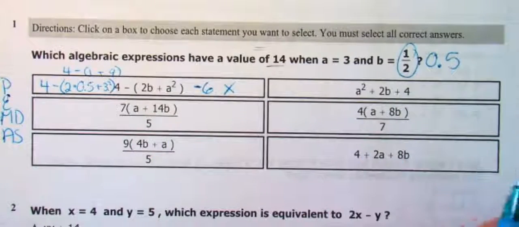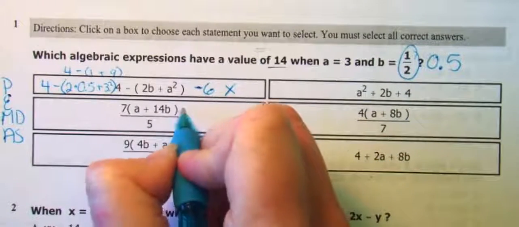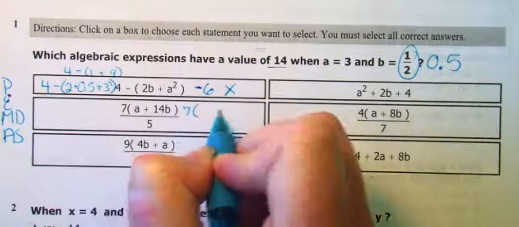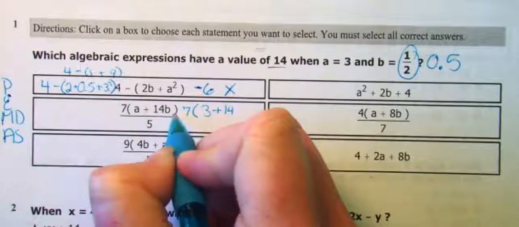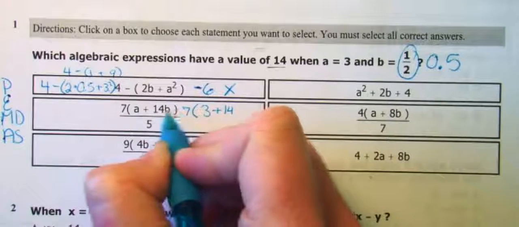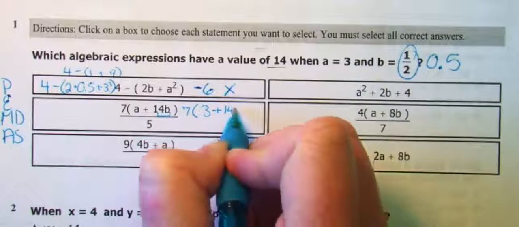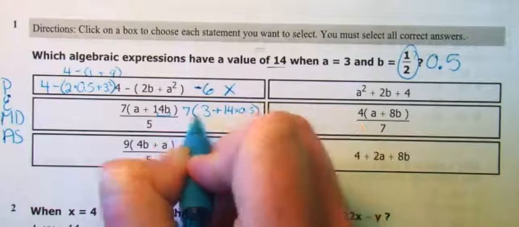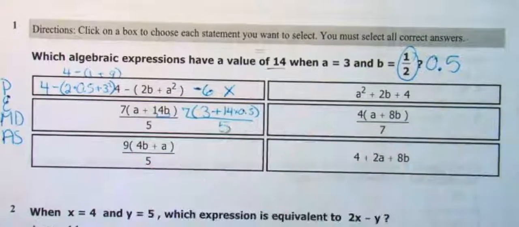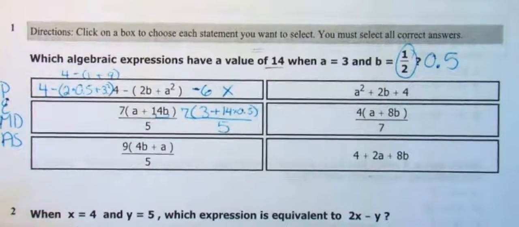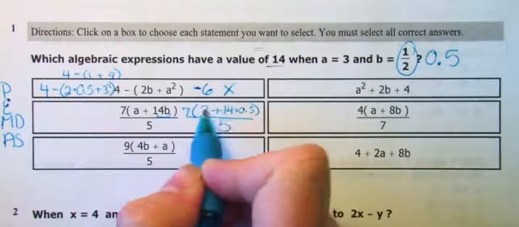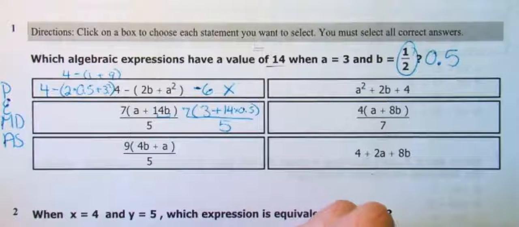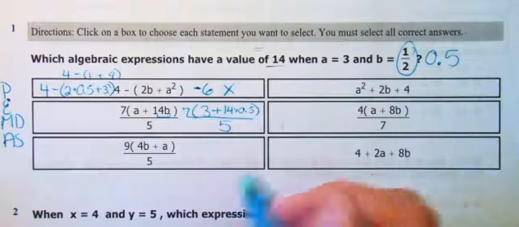For this one, I can see I'm already running out of room. I'm probably going to have to get a sheet of paper, but I have 7. In place of a, I'm going to put a 3, plus in place of b, I'm going to put that 0.5. What does it mean when they're touching? It means multiply. All over 5. So remember, when you have a fraction line, that means you have to do everything on top and then divide it by 5.